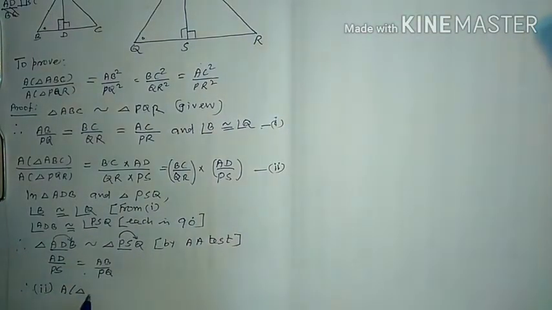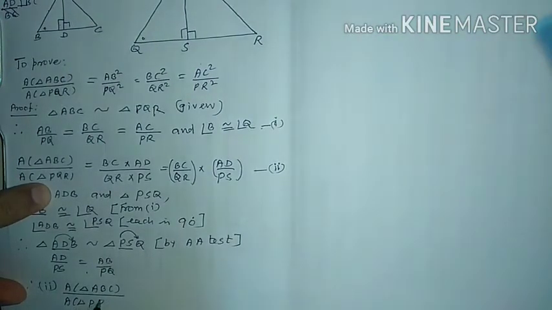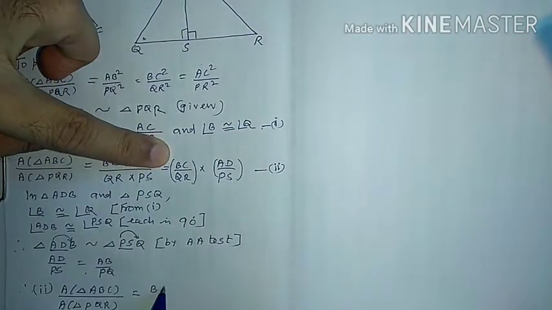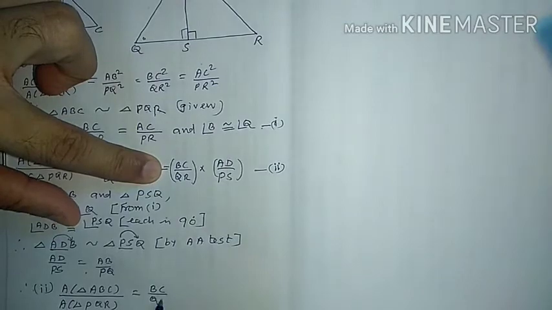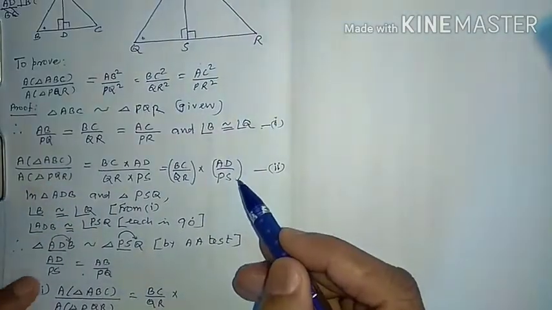Area of triangle ABC upon area of triangle PQR is equal to BC upon QR into AD upon PS. But AD upon PS is what?